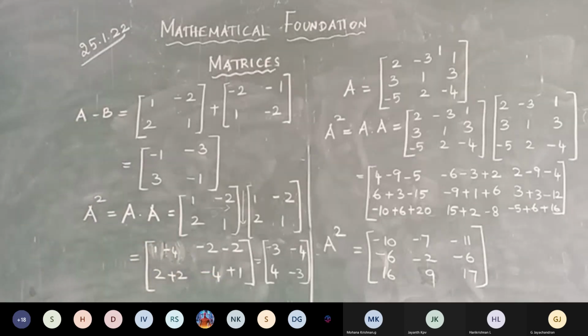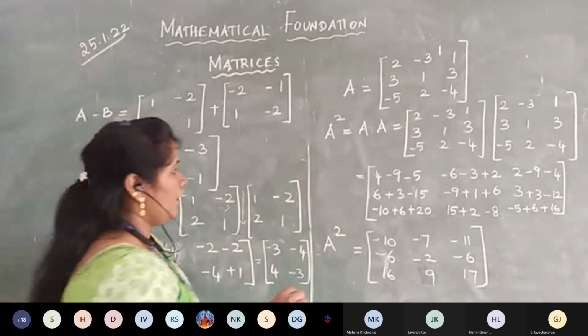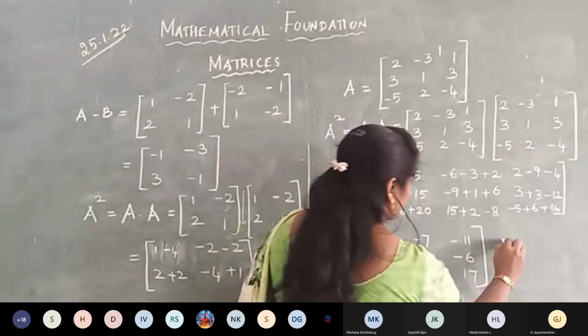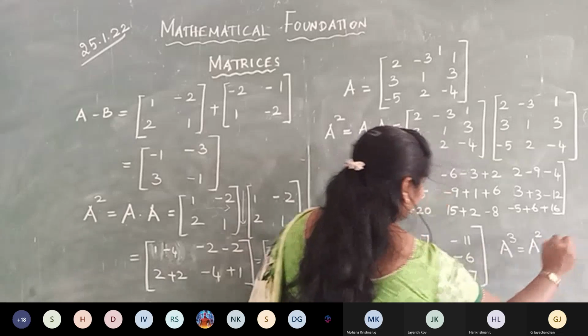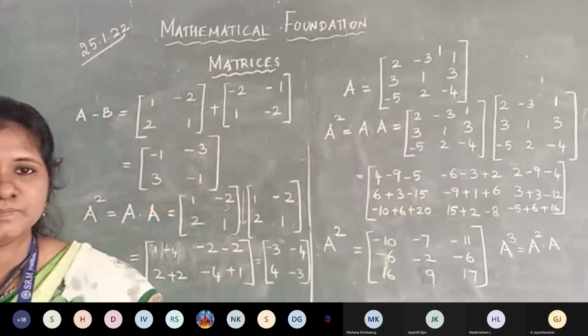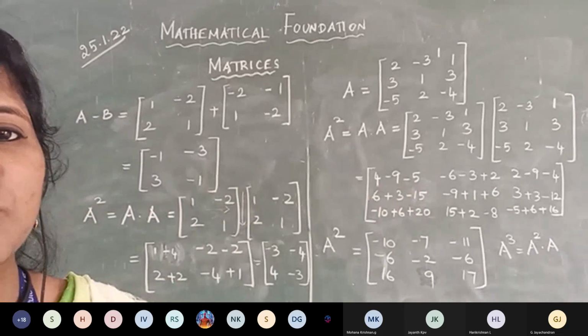I will give you two more problems that also you can solve and get your value. For the same problem, you find out your A cube also. For this problem itself, you find out your A cube. How do you find out your A cube? Your A cube will be nothing but your A square dot A. That also you find out, and tell me the answer. You can send it to my WhatsApp number.